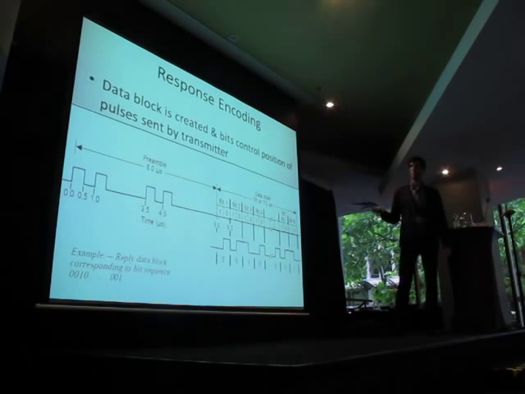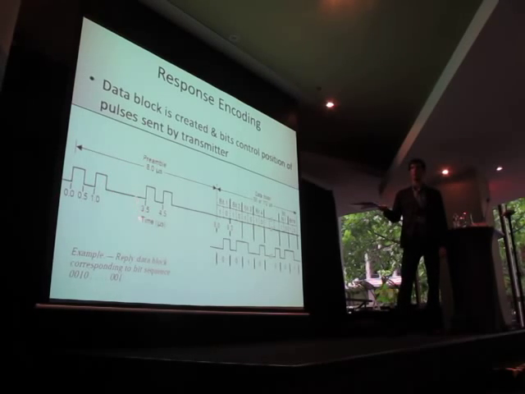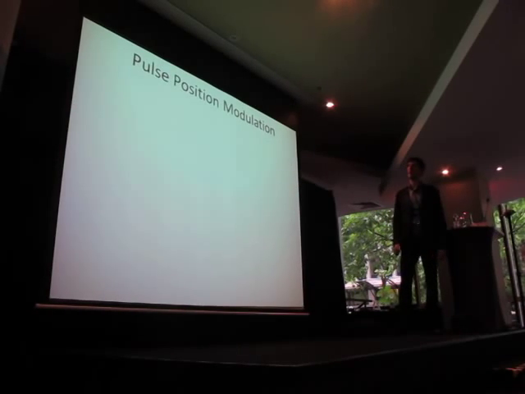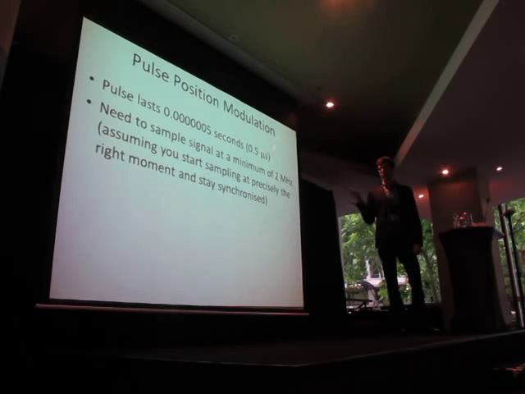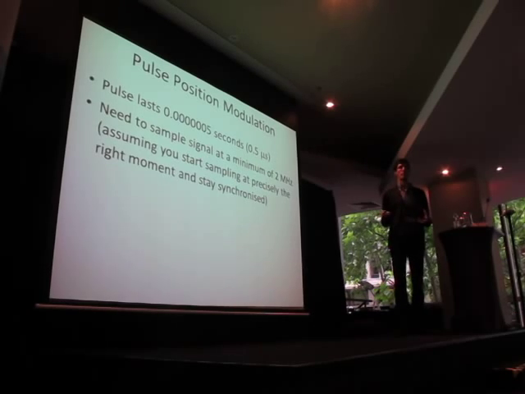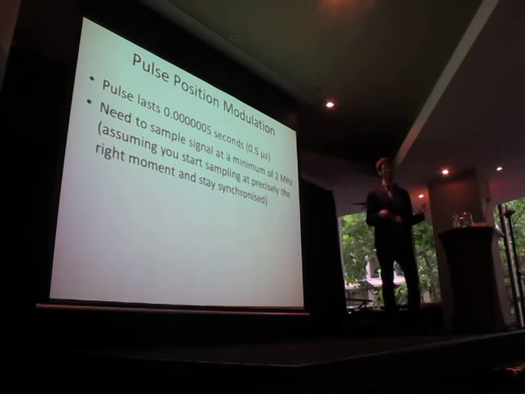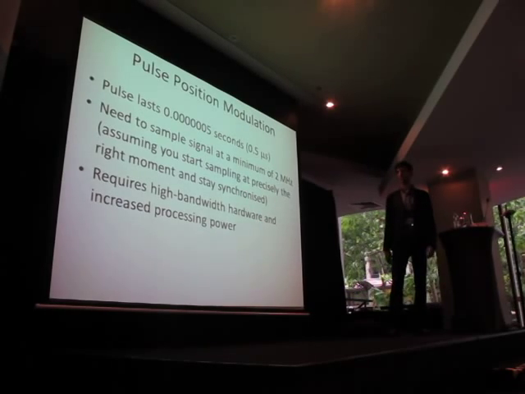We're not going to do this too much, but basically, this is what a Mode S packet looks like. This is time. And it's basically just made up of pulses. You can see microseconds here, so this actually takes place in a very, very short period of time. And it's known as PPM. You have to sample the signal at a minimum of 2 megahertz, so it's actually quite fast. If you think about audio cards on a computer, they're a lot slower. You need high bandwidth hardware and quite a bit of processing power.